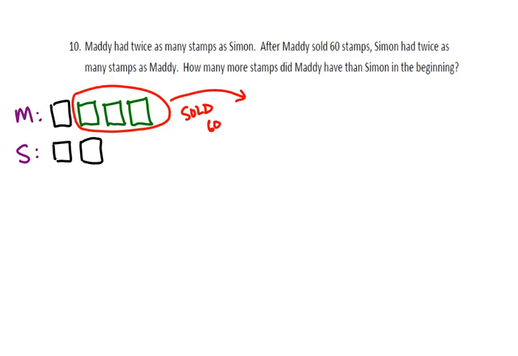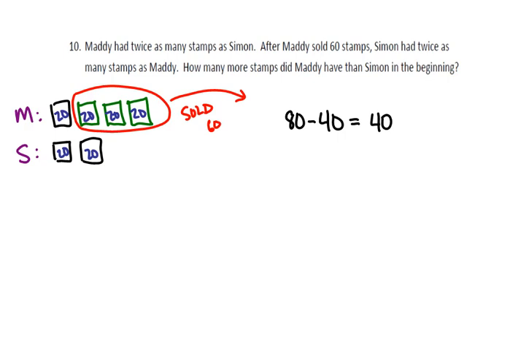So that means that those three boxes, the three green boxes, have to represent 60, in which case each box has to represent 20 stamps. So the question is, how many more stamps did Maddie have than Simon in the beginning? Well, Maddie had 80 stamps and Simon had 40. So Maddie had 40 more stamps than Simon had in the beginning.